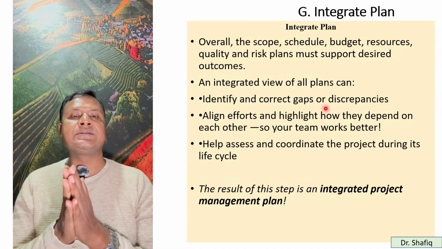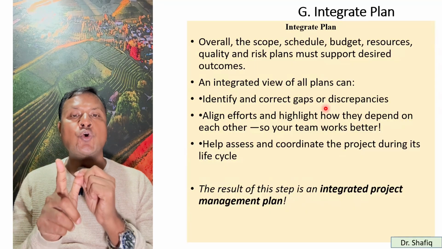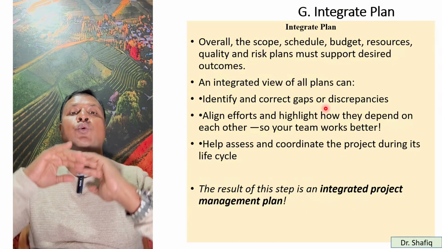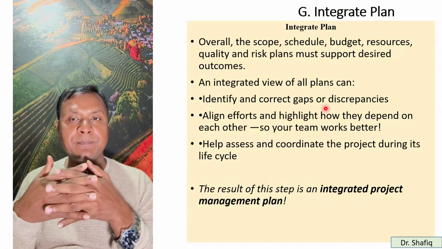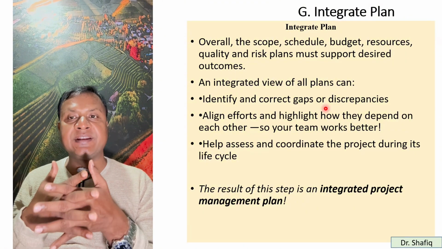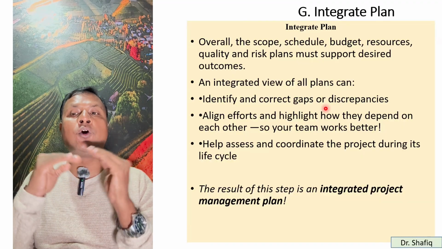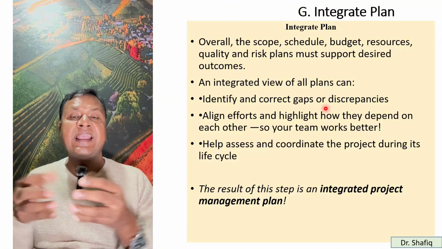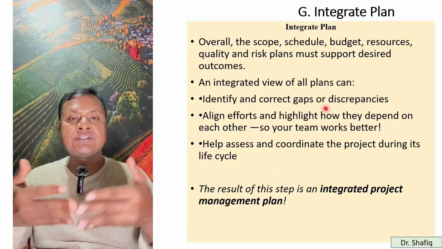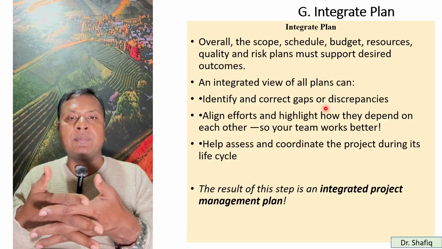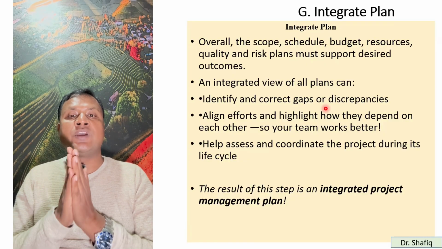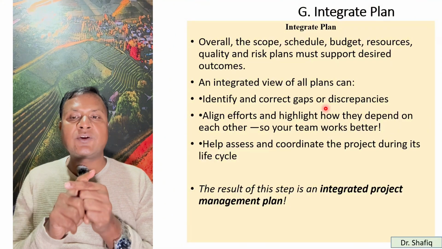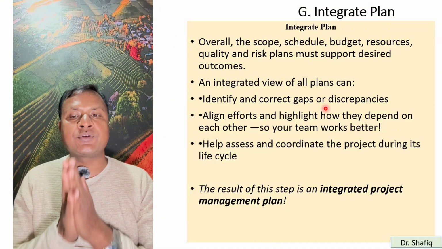Now, up to this point, we have discussed the scope, schedule, resource, budget, and quality. Now all these things you have to integrate. You have to overall integrate them. An integrated view of all plans can actually identify the gaps or discrepancies and align the efforts. So all this scope, resources, budget, you have to align with the quality and other things. It helps assess and coordinate the project during its life cycle. The result of this step is an integrated project management plan.